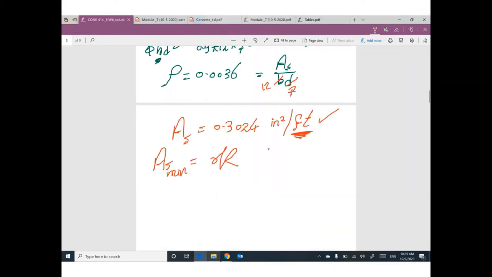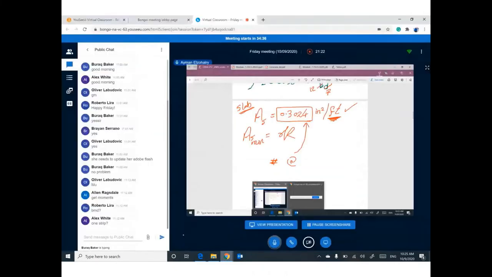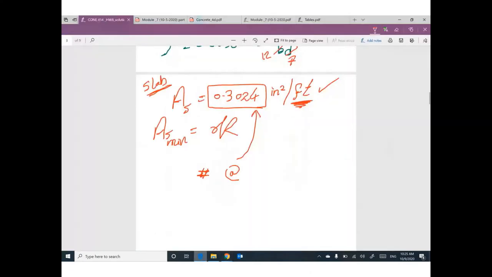Don't worry. If you checked it, do you remember how I can convert this value of area of steel to the size of bar and the spacing? For a slab, a slab is different than a beam. For a beam, we need only how many bars? That's it. For slabs, no, we need to convert this area of steel to the size and the spacing between these bars. I told you last time we have another table, that's right. Yes, we have another table here.